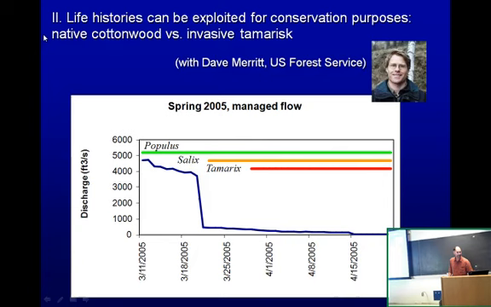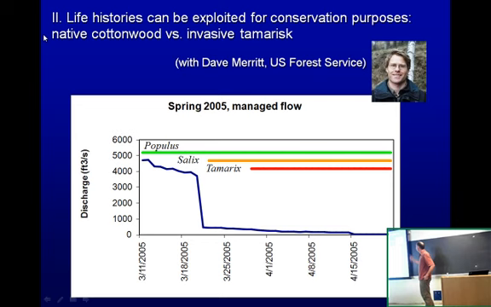So now I'm going to move on to the next example that's similar in a lot of ways, except instead of looking at these growth trajectories, we're looking more at life history dynamics of two species of high conservation concern in most Western rivers. And these are native cottonwoods, which in this case is the Fremont cottonwood, and the invasive species tamarisk.